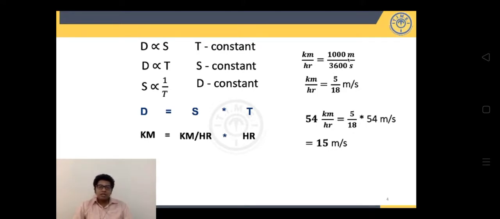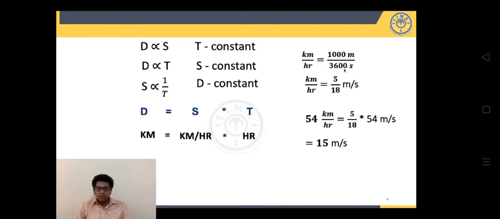Same thing in reverse. If I have to convert meters per second to kilometers per hour, I should multiply by 18 by 5. Okay, so this is the conversion. Need not memorize, just remember this. So kilometer to meter, meter is the smaller quantity, so I should multiply by 5 by 18. Meter to kilometer, kilometer is the greater quantity, so I'll multiply by 18 by 5. In simpler words, if you have to memorize, you can just remember this.